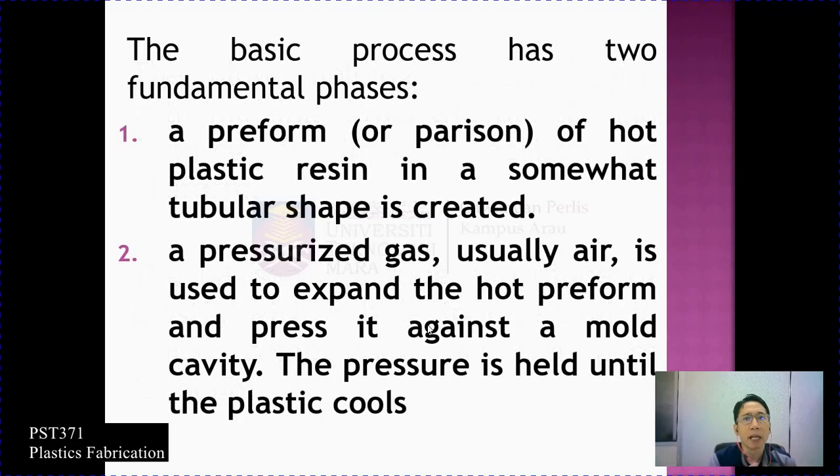Okay. The basic process has two fundamental phases. One, a preform or parison of hot plastic resin in a somewhat tubular shape is created. Two, a pressurized gas, usually air, is used to expand the hot preform and press it against a mold cavity. The pressure is held until the plastic cools. Later on, I will mention which machinery or process uses a preform and which one uses a parison itself.